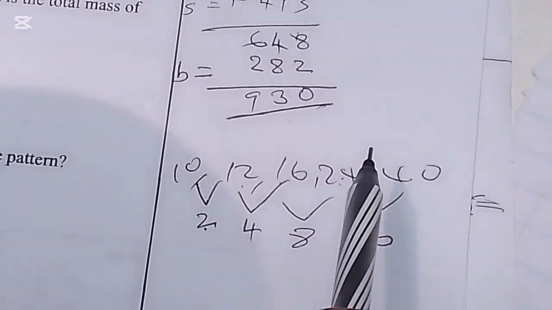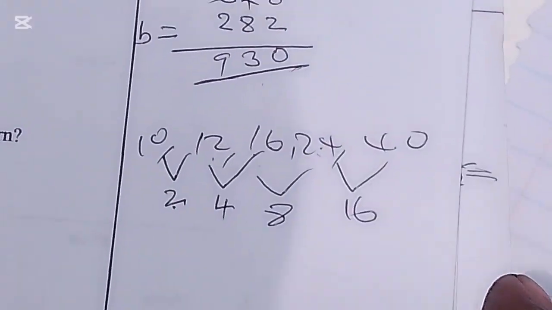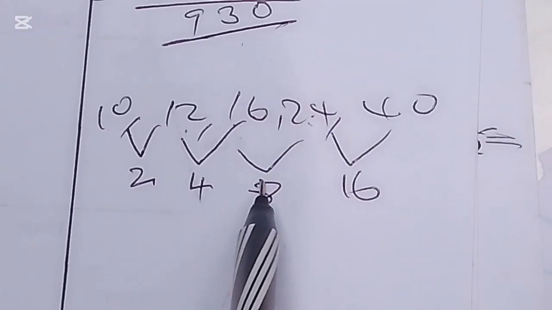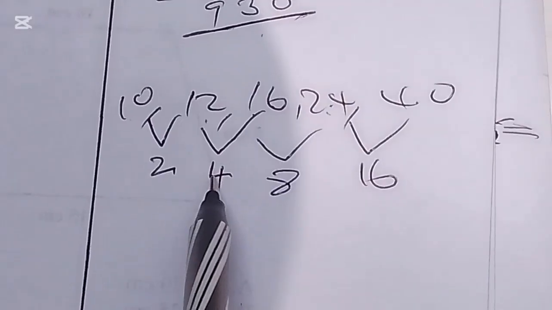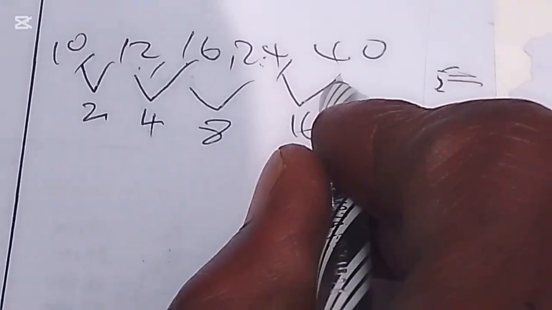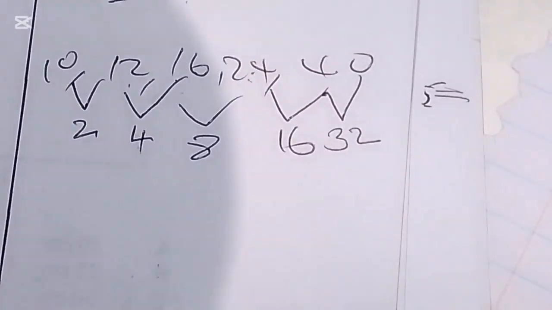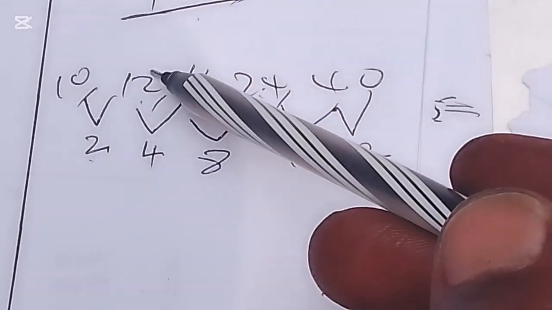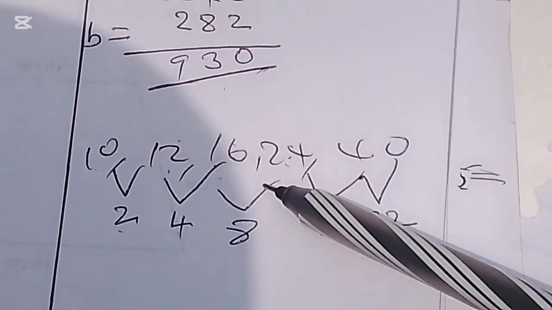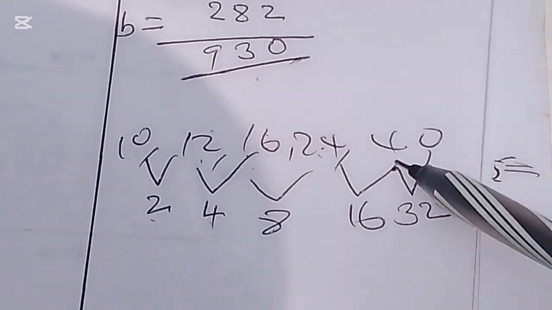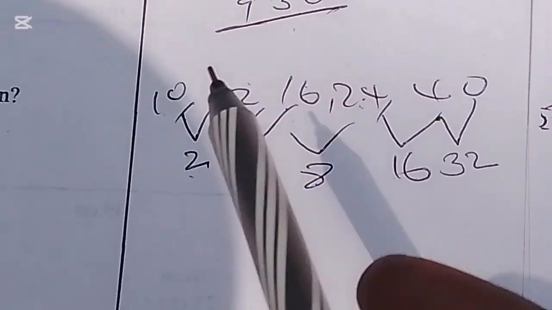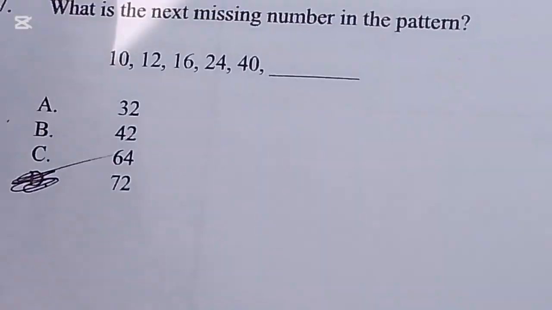So you find that the next number is gotten when you multiply the difference by 2. 2 times 2, 4. 4 times 2, 8. 8 times 2, 16. So 16 times 2 is 32. So 10 plus 2, 12. 12 plus 4, 16. 16 plus 8, 24. 24 plus 16, 40. So 40 plus 32 is 72. We go to number 18.